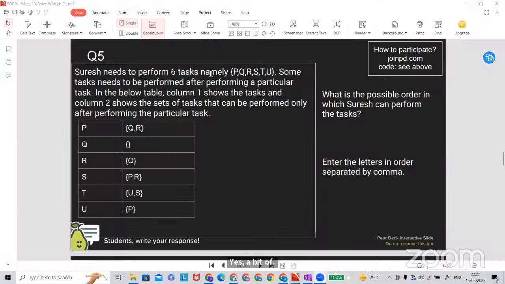My screen is visible, right? Am I audible? Yes, sir. Okay, so whatever data we have, we have to find the graph. Without that, it will be difficult to do the topological sorting.